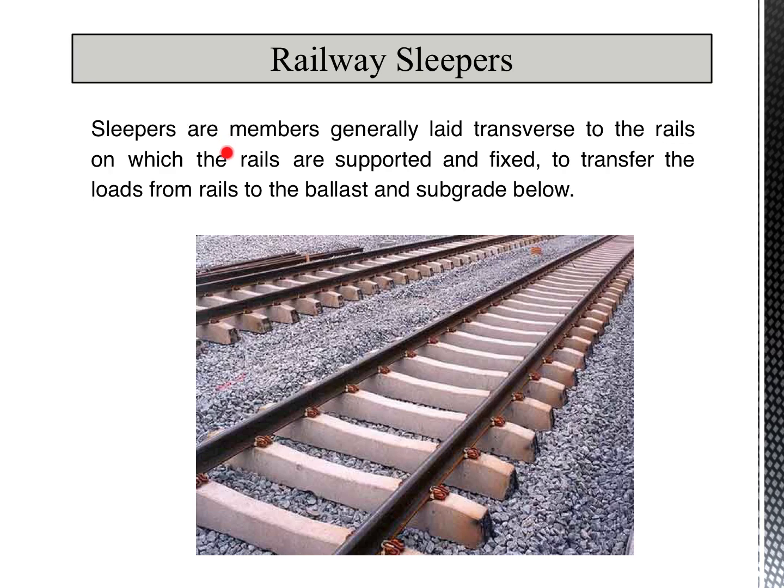Sleepers are the members which are generally laid in the transverse direction to the rails, on which the rails are supported and fixed with the help of rail fastenings. The loads from the rails are transferred to the sleeper, and through the sleeper the loads are transferred onto the ballast and the subgrade below it. So these are the supporting members to the rails.